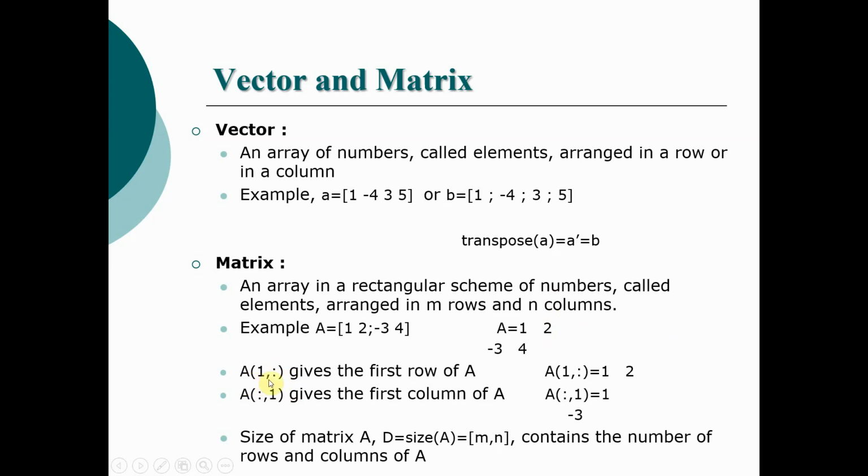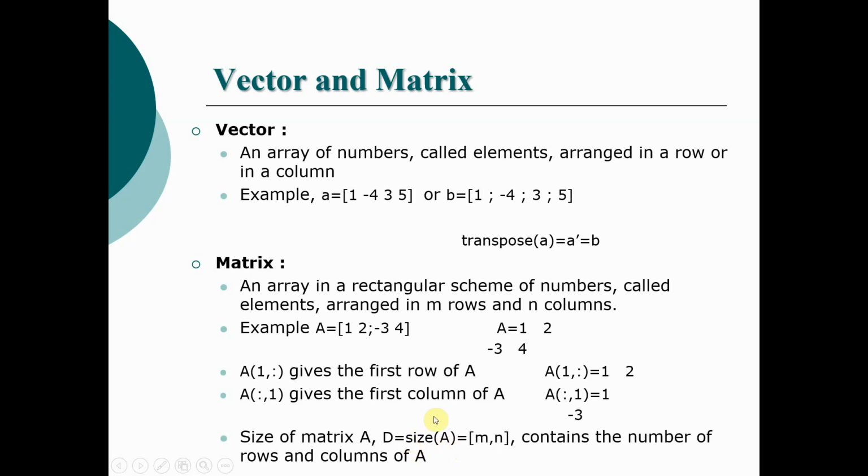You can also use the colon operator. If I use this, it basically tells MATLAB that I want the first row and all the columns in the first row. So this would give me the first row. If I do this for this matrix, A(1, :), it would give me all the numbers in the first row. Similarly, if I put the colon in the first place, then it means that I want all the numbers in the first column. So this is going to give us the first column of A. You see that the first column is 1 and minus 3. It gives us the two numbers in the first column.